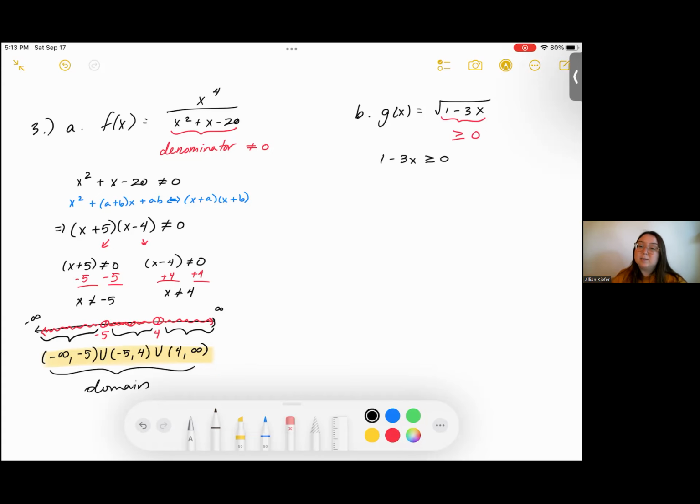So the statement that we're dealing with is 1 minus 3x has to be greater than or equal to 0. And now this is a pretty basic inequality. We're just going to solve for x. So we're going to subtract 1 from both sides. We'll get negative 3x is greater than or equal to negative 1. We want to get rid of the negative 3 in front of the x, so we'll divide each side by negative 3.